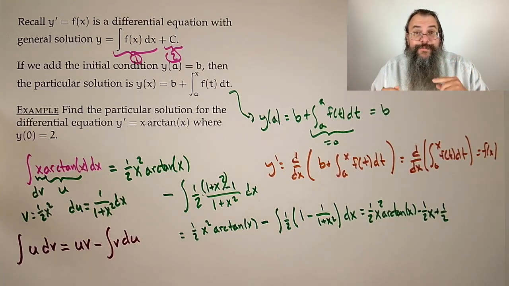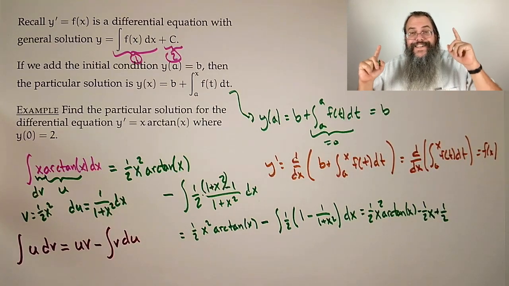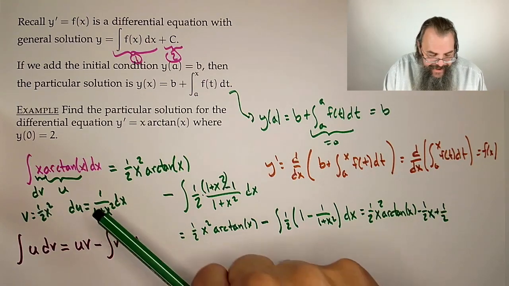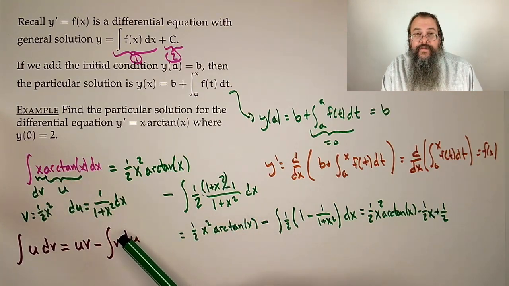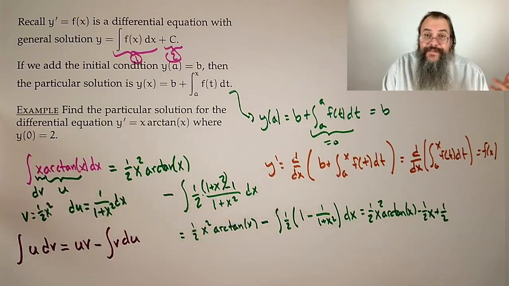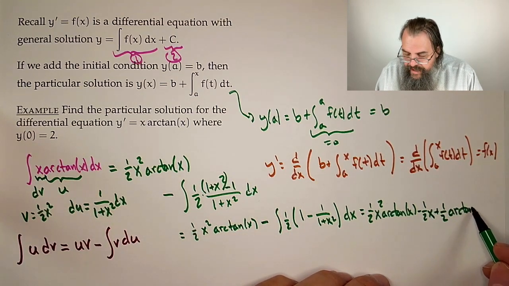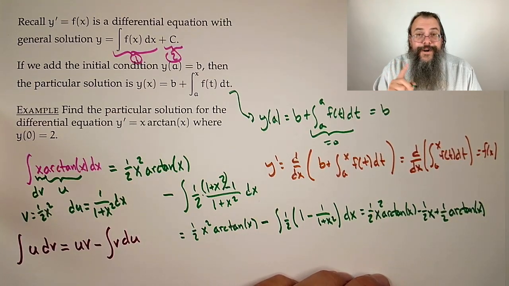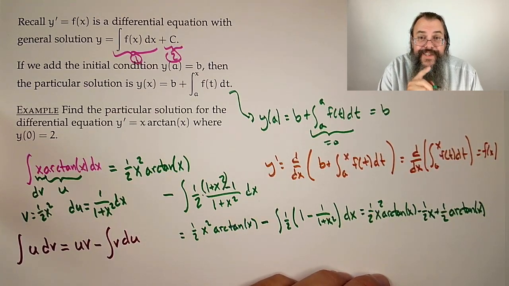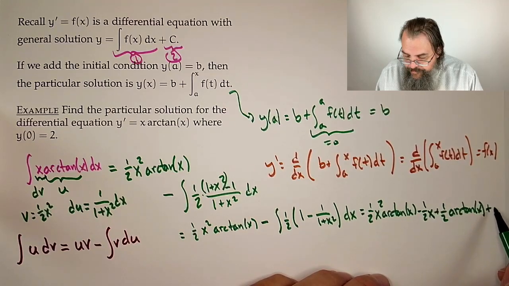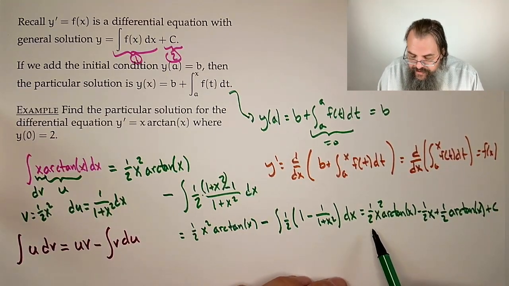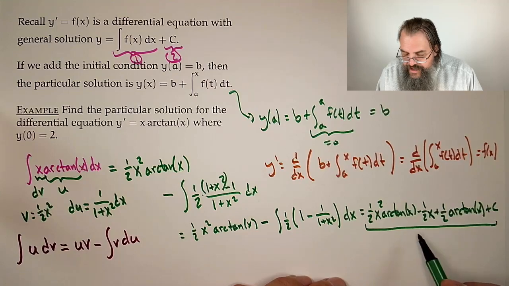And the integral of 1 over 1 plus x squared is arctangent, right? Because we took the derivative of arctangent, got 1 over 1 plus x squared. So the antiderivative, going the other way, is arctangent. Great. And, of course, what else? Plus c. Plus c. All right, so this is our general solution.